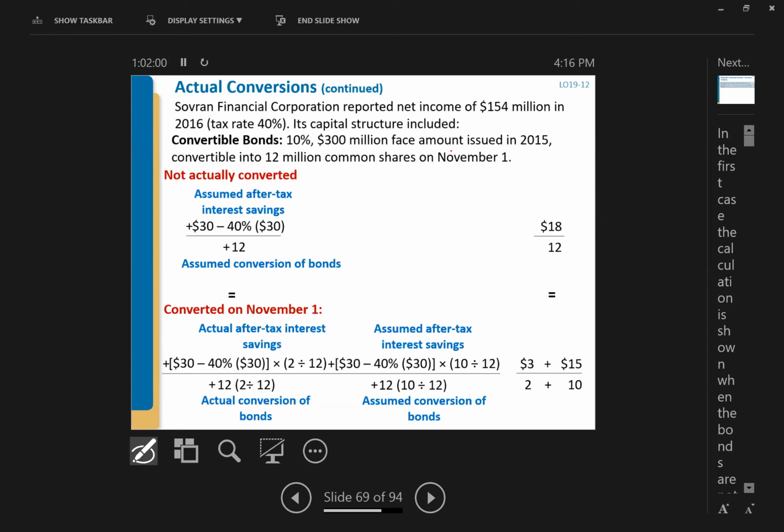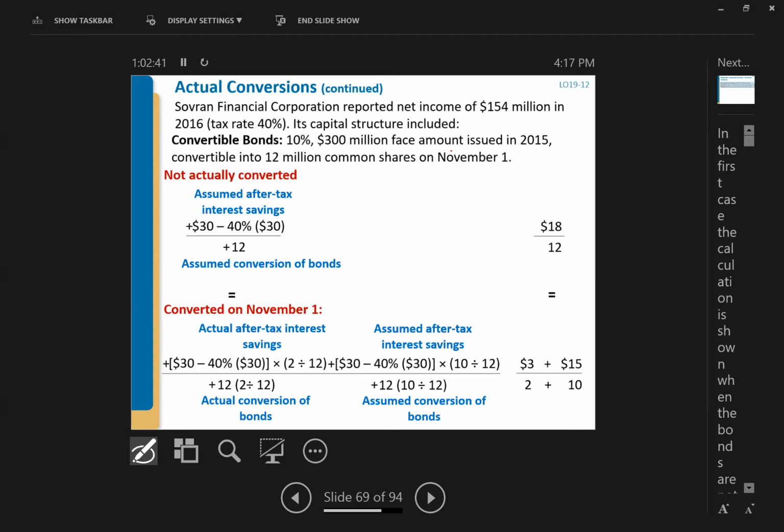So if we sold convertible bonds on April 1st, we would not treat those as if they were converted on January 1st, because they didn't exist. If you had a convertible or an option that was sold in the current period, you would have to prorate that, just like we did with the weighted average number of shares earlier in the chapter. So just know that you'd have to prorate that.